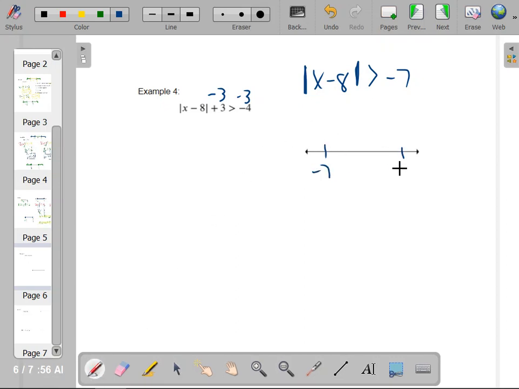This is a tricky one. So the numbers that have an absolute value of negative 7 are, actually, there are no numbers that have an absolute value of negative 7. It doesn't matter. This is going to be positive. Positive is always greater than negative 7.